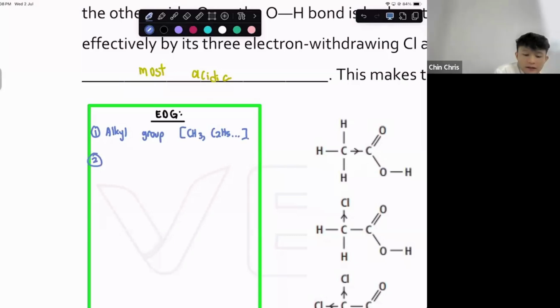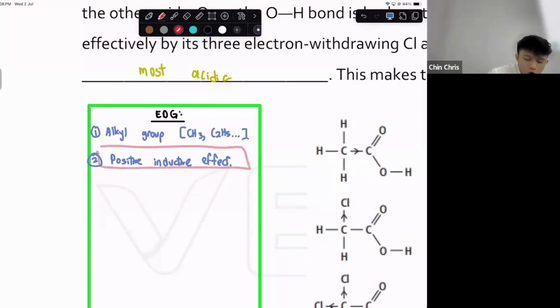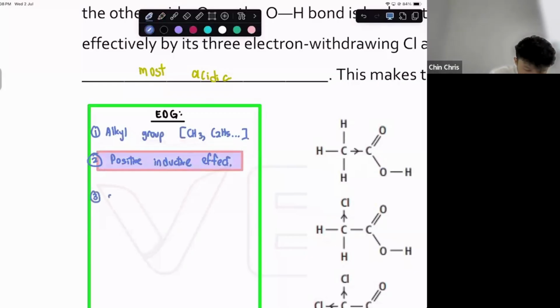Alright, guys, for EDG, what is the effect it has? Positive inductive effect, remember? Guys, what will the positive inductive effect do? Strengthen OH or weaken OH? Yes, correct. It's going to strengthen the OH.